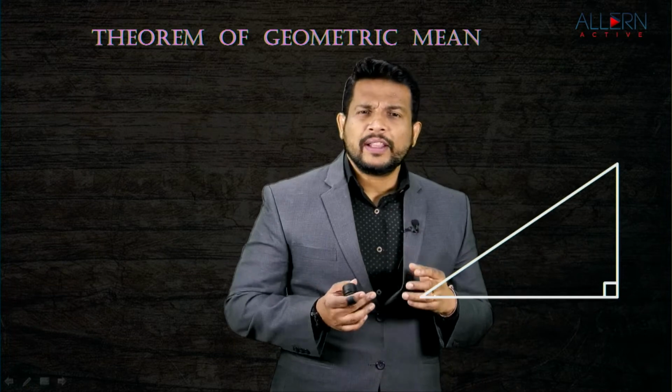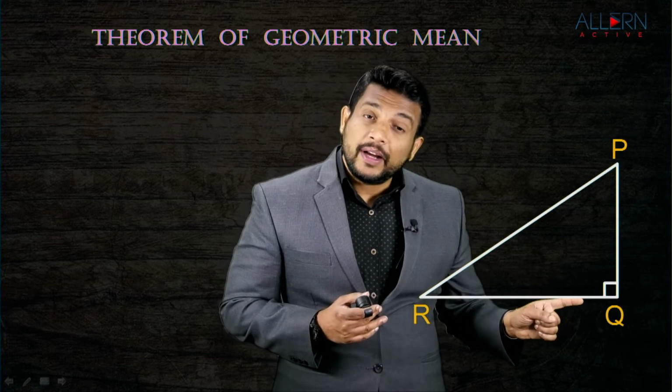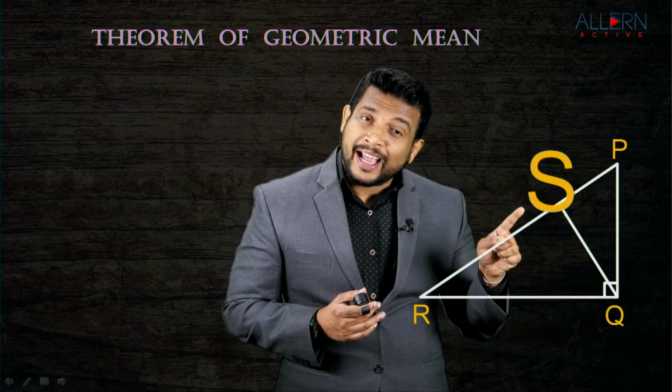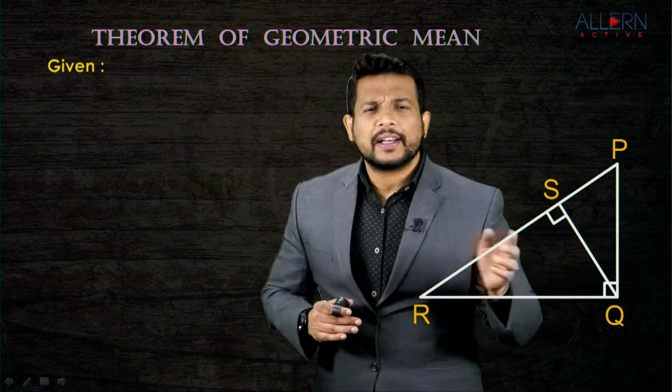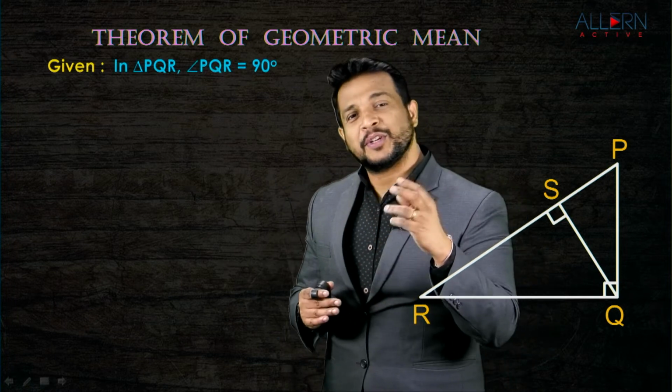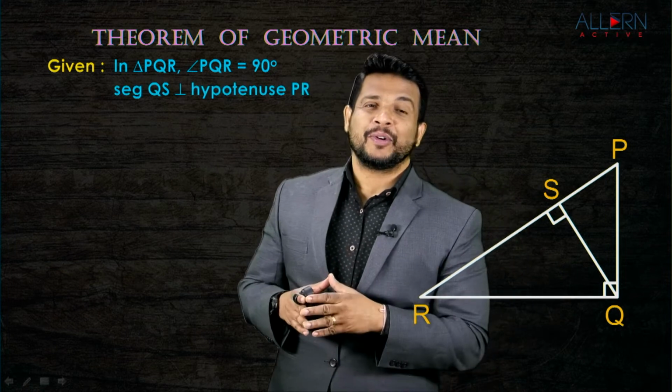So obviously for proving this we require a right angle triangle. We have a right angle triangle. There should be a perpendicular from this Q on the hypotenuse. We have that. So let's first write that in the given. So we write that in triangle PQR, angle PQR is equal to 90 degrees. Then we have segment QS perpendicular to hypotenuse PR.